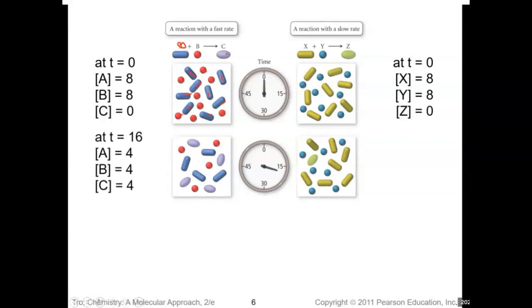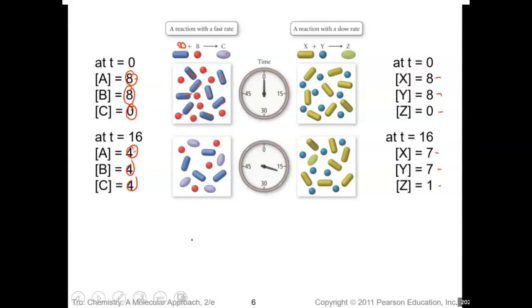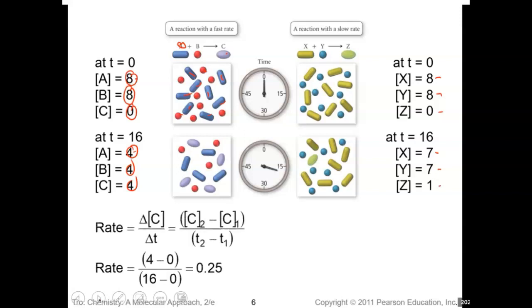Now if we look at our first one, our A has gone down, so it was at 8, now it's at 4. Our B was at 8, now it's at 4. C was at 0, now it's at 4. Now, if we look over here at our slow, we started at 8, 8, and 0. This only went down by 1, and up by 1. So now we're going to look at how we calculate these rates.